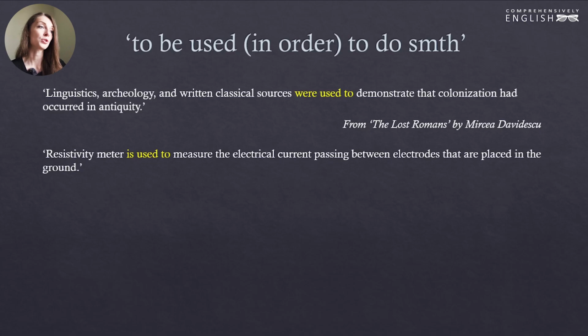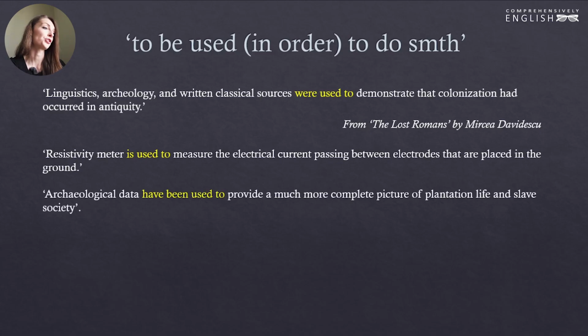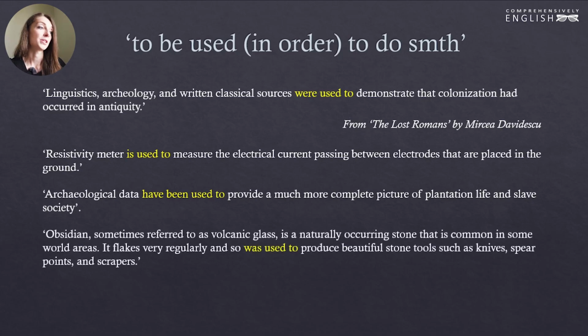Resistivity meter is used to measure the electrical current passing between electrodes that are placed in the ground. The same passive voice, right? They are used to, they are applied to. Archaeological data have been used to provide a much more complete picture of plantation life and slave society. Obsidian, sometimes referred to as volcanic glass, is a naturally occurring stone that is common in some world areas. It flakes very regularly and so was used to produce beautiful stone tools such as knives, spear points, and scrapers.